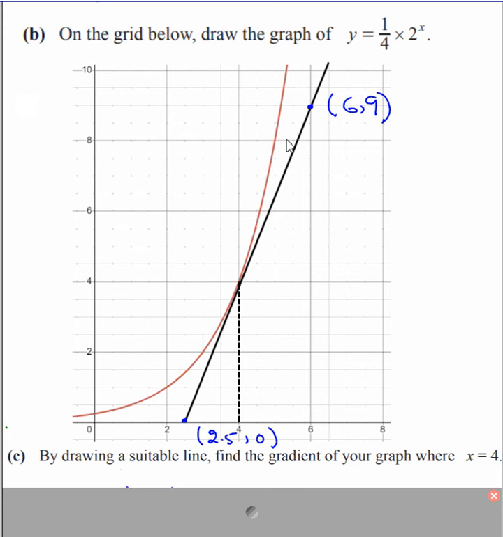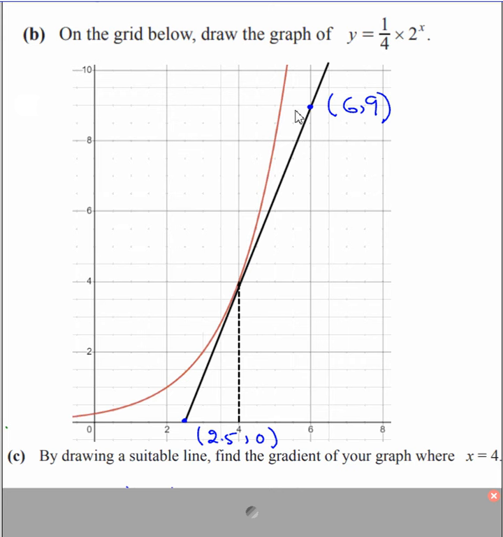This red curve is the answer of part B, where you have to draw the graph of this equation. Part C says that by drawing a suitable line, find the gradient of your graph where x equals 4. So x equals 4 is here. I saw that the point on the curve is here and I drew the tangent. Exactly the same thing you will draw.